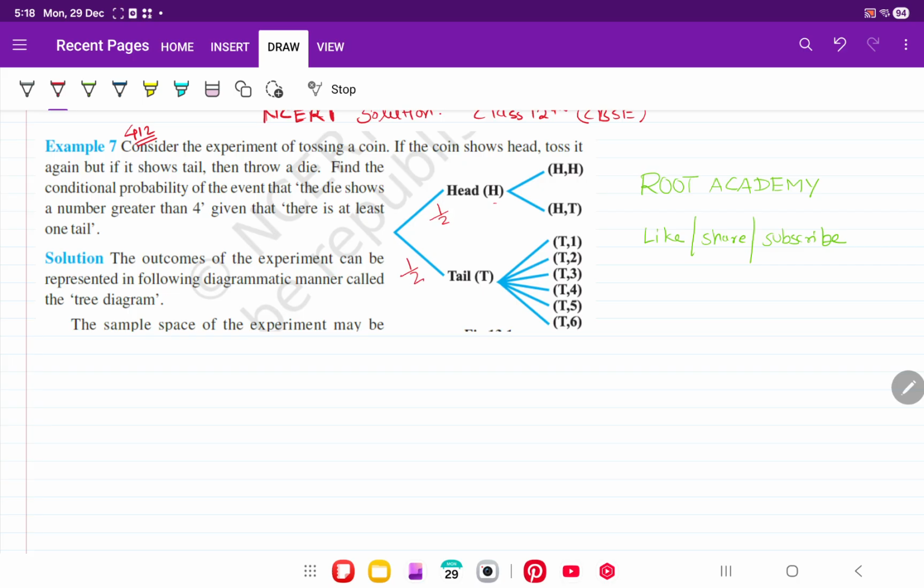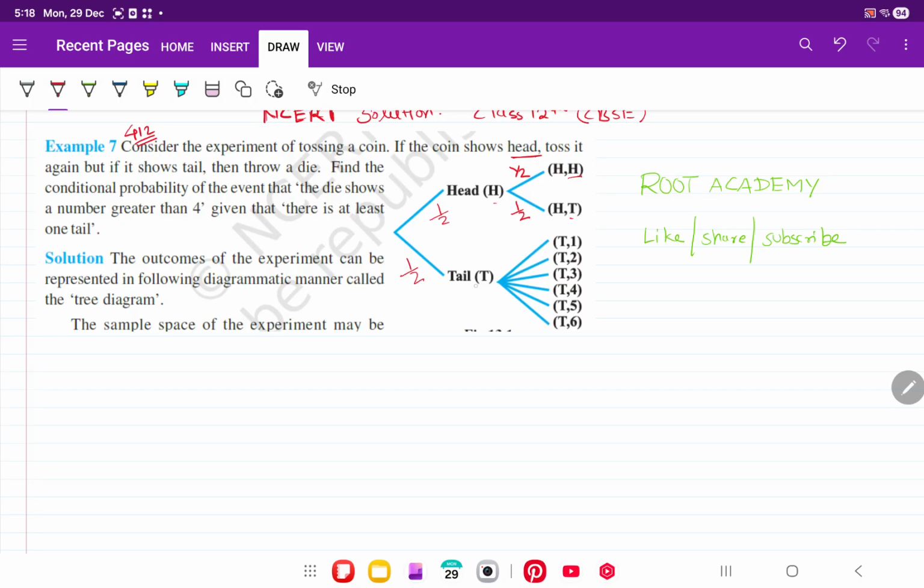Then they're saying if head comes, then you have to toss the coin again. So it may be head again or tail again. So two possibilities are there, correct? Head-head or head-tail, because the first is head, after that it may be head or tail. So again they have probability of half and half, equally.